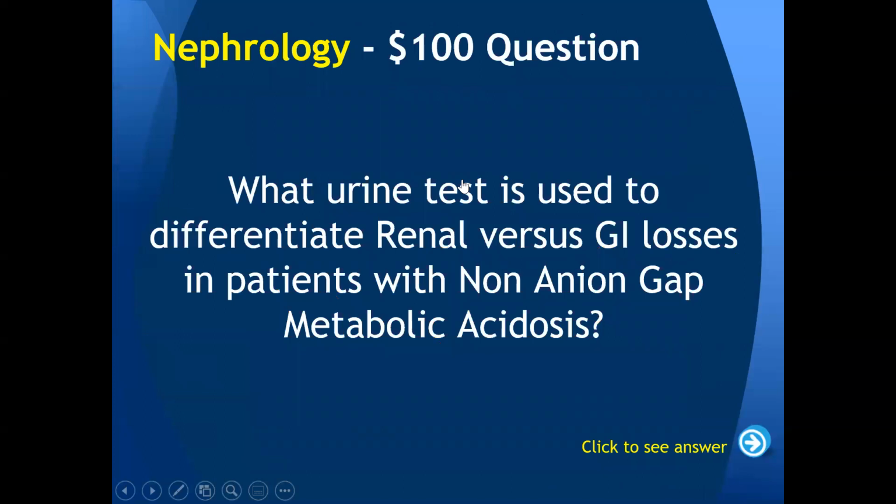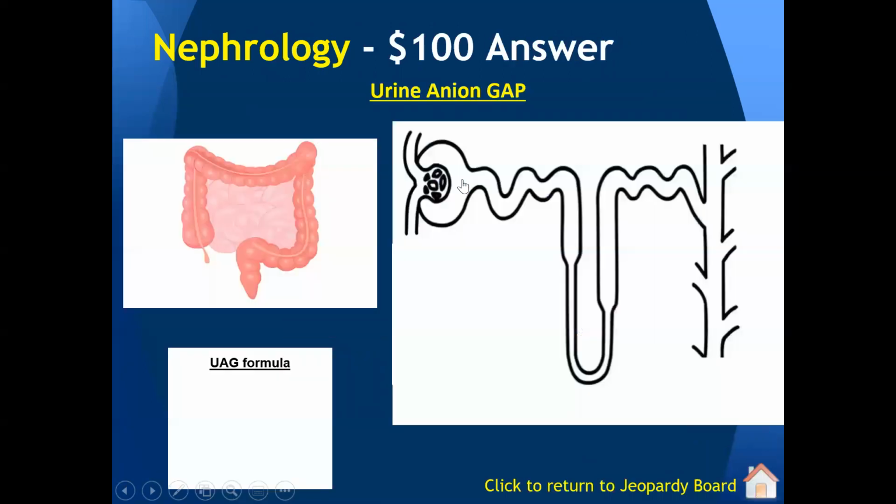What urine test is used to differentiate renal versus GI losses in patients with a non-anion gap metabolic acidosis? I think you got it. Yeah, so I went over this like 8 times already because I thought you guys were going to go 100 to 500, but then you ended up working backwards. But yes, it is a urine anion gap.